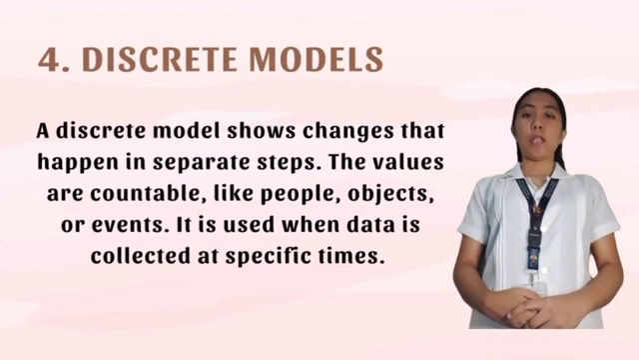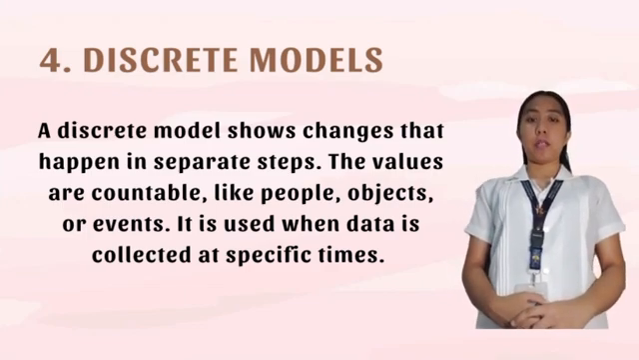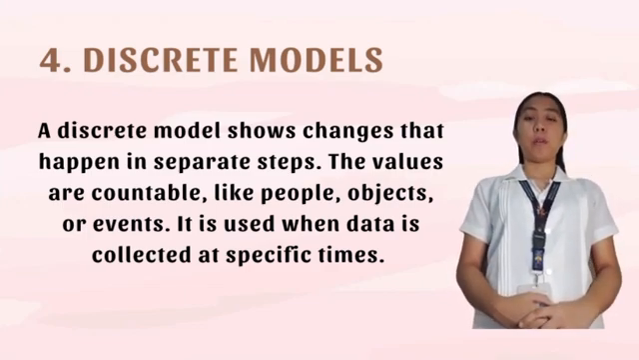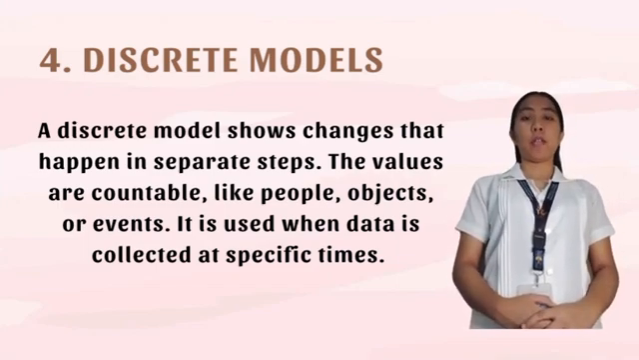I will discuss my part, all about discrete and continuous models. First, let's discuss the discrete model. A discrete model describes change that occurs in separate, distinct steps. The values involved are countable, such as whole numbers, people, objects, events, or anything measured at a specific interval.